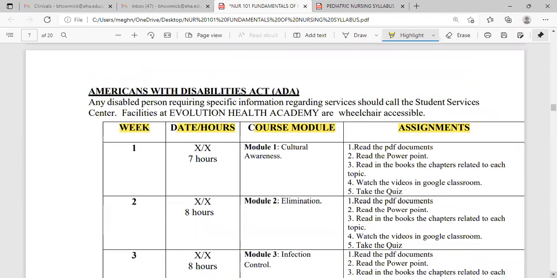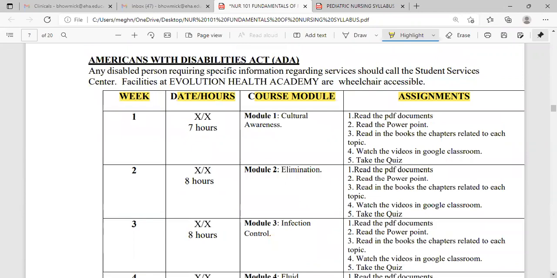Here I am going to tell you that a person who requires specific information regarding the services should call the student services if you need.